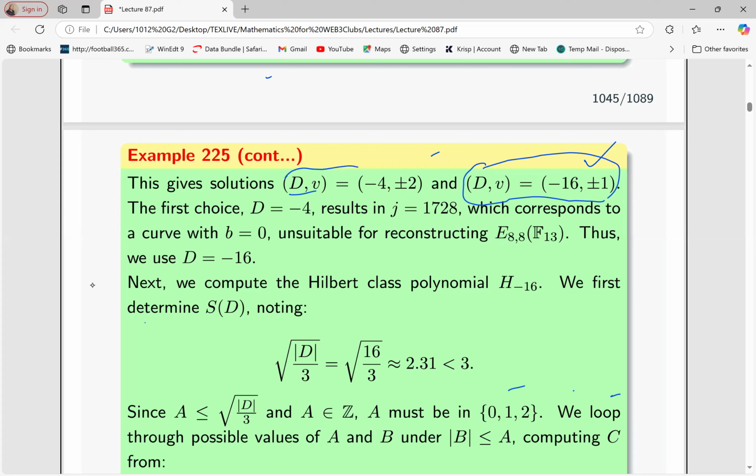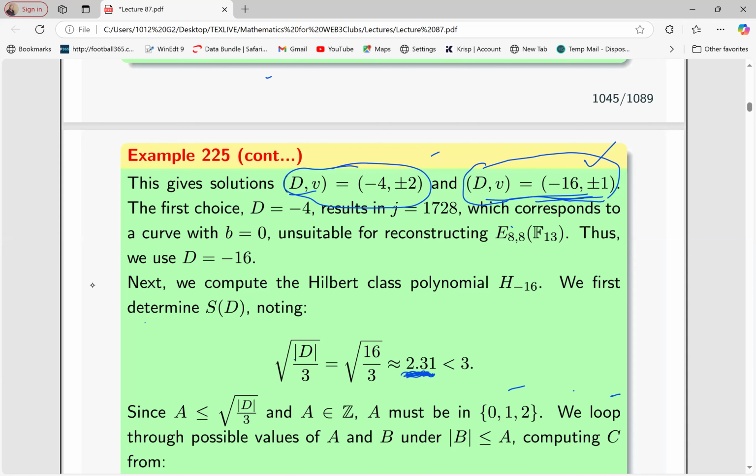I'll come to this later. So I wanted to begin with this to determine the maximum A. The maximum is the square root of |D| over 3. The absolute value of D, which is negative 16, would be 16 divided by 3. The square root is approximately 2.31. So if this is the maximum value, it means A is less than or equal to this.